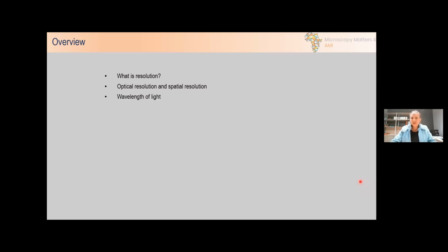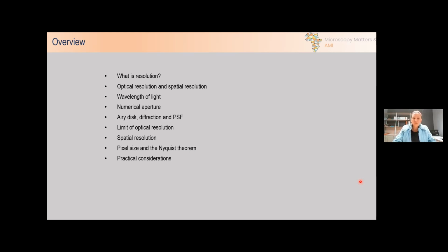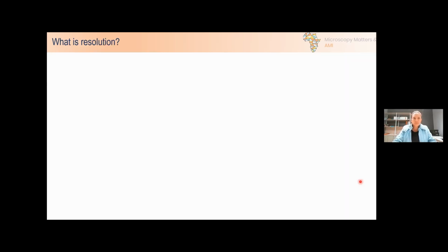We'll also talk about wavelength of light and the numerical aperture of the system and how it affects the resolution, and how airy disk, the diffraction pattern, and point spread function is related to resolution. We'll then also, of course, talk about the limitations of optical resolution and move on to spatial resolution and how pixel size and the Nyquist theorem affects the spatial resolution. And finally, we will talk a little bit about practical considerations.